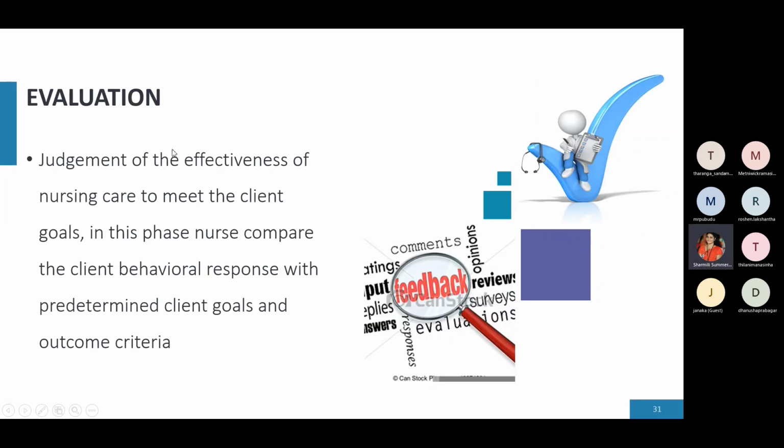Then evaluation. Under the evaluation, after your actions, after 1 hour or 30 minutes or 2 hours, you come again and check, and you ask the patient, how is your vomiting now? Whether it is reduced or not. Then the patient may tell, oh yes, after taking the drugs, my vomiting reduced. Then you can write, okay, the patient's vomiting reduced.